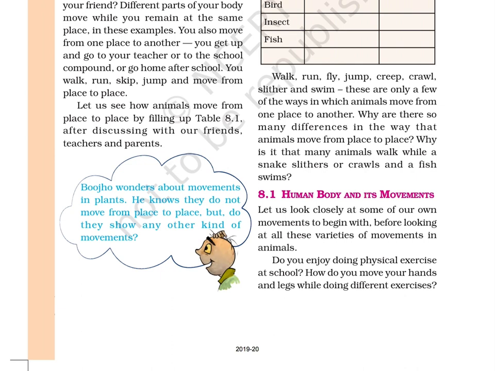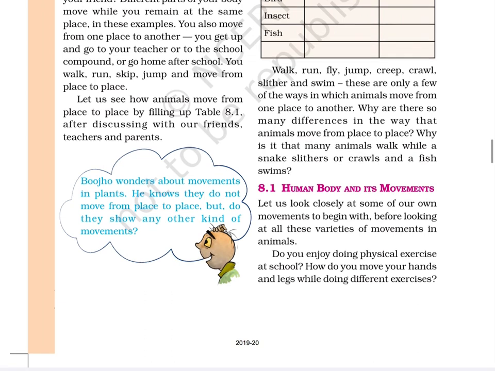Why are there so many differences in the way that animals move from place to place? Why is it that many animals walk while a snake slithers or crawls and a fish swims? 8.1. Human body and its movements. Let us look closely at some of our own movements to begin with, before looking at all these varieties of movements in animals. Do you enjoy doing physical exercise at school? How do you move your hands and legs while doing different exercises?